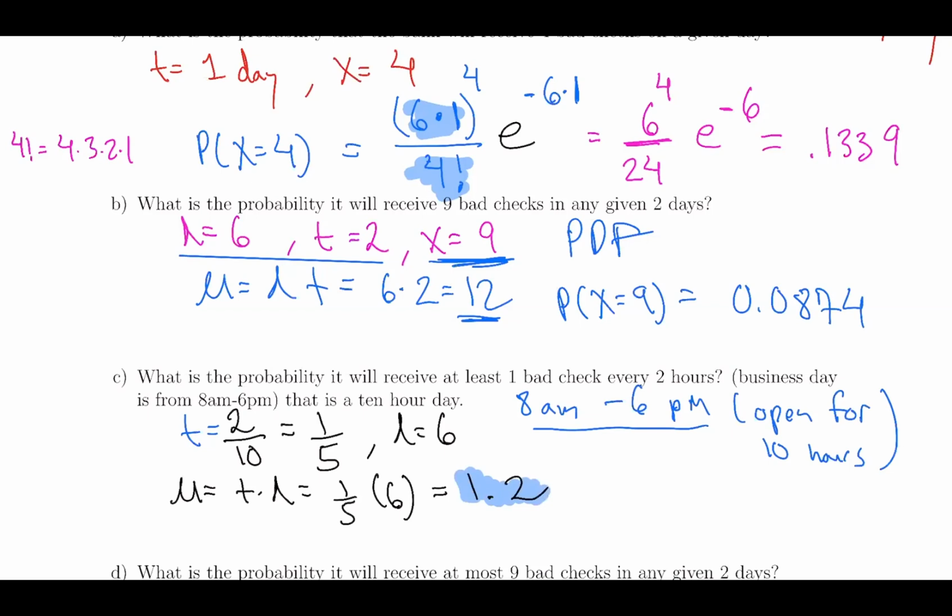But up next, what we want to find is what is my x value? For this one, it says x has to be at least one bad check every 2 hours. So what's the lowest my x could be?